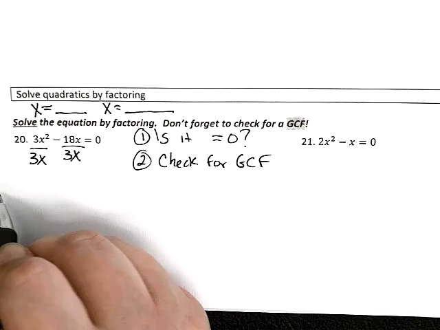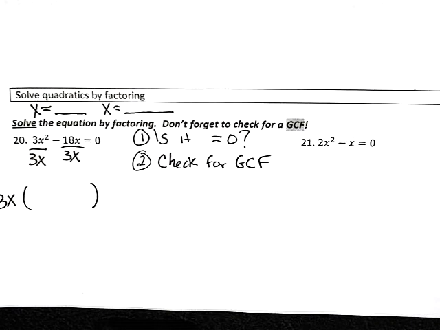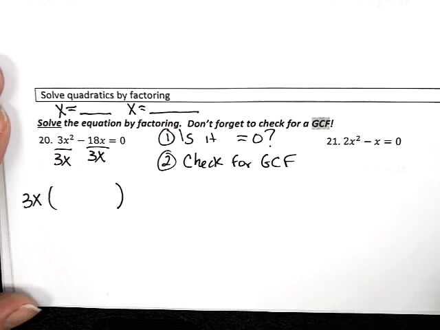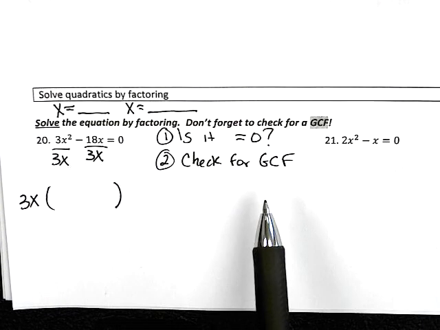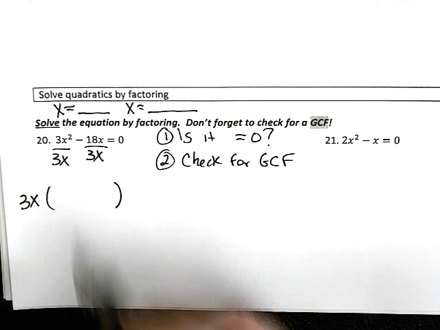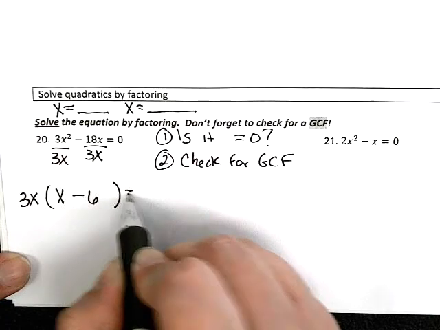A lot of you guys get tripped up because you're looking for 3 terms. It's okay right now that it doesn't have 3 terms because I'm just going to factor out the GCF first and then I'll go from there. I don't worry about how many terms it is until I check for a GCF first. So I'm going to take out that 3x and I'm left with x minus 6. And I'm going to bring down my equals 0.